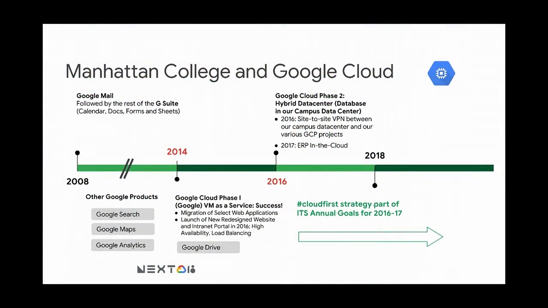Eventually, that evolved more into Google Cloud Phase 2, what we term the hybrid data center, where the database was left in our data center, and the other parts of the system were out in the Google Cloud. That was facilitated by the introduction of site-to-site VPN between the data center and the cloud. So now we actually had two parts of the system running in different places, but connected. And so we had our first launch of our enterprise resource planning system in the cloud in around 2017.